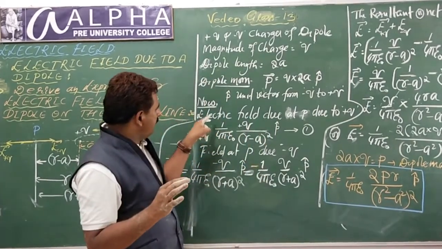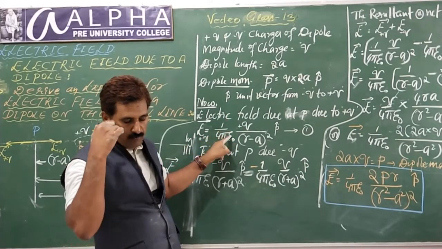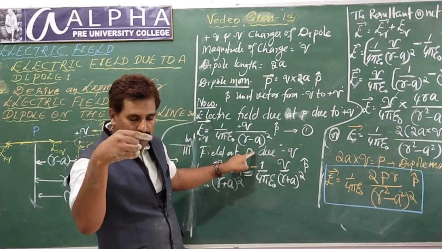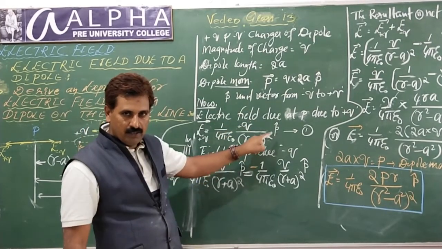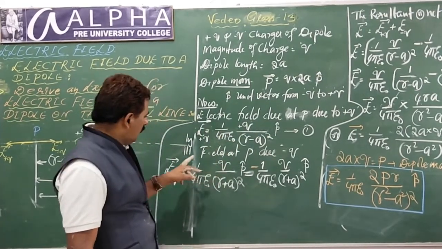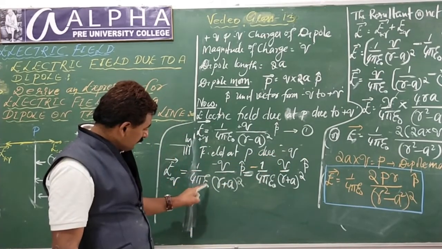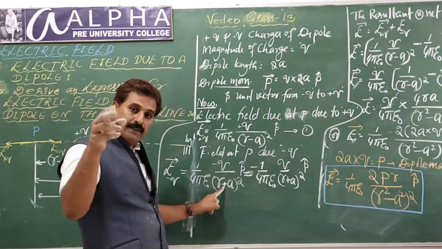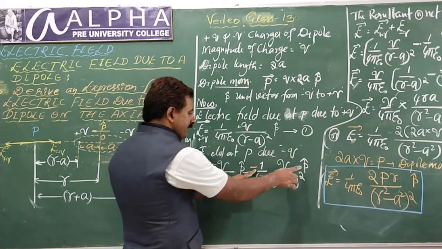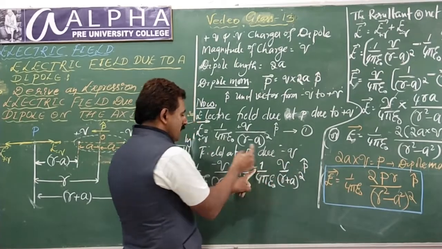Now write the expression for the electric field due to a point charge: 1 over 4 pi epsilon 0, charge by distance square. Charge is plus q, distance is (r minus a) whole square, in the R cap, P cap direction. Now the field at P due to minus q: again the same formula, 1 over 4 pi epsilon 0, minus q divided by (r plus a) whole square. You write the minus sign here. This is negative, which implies this direction is opposite to the other.